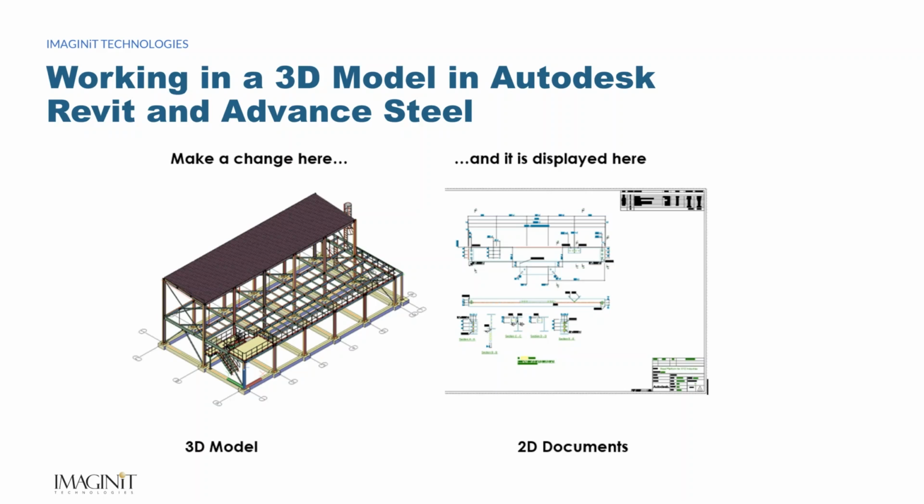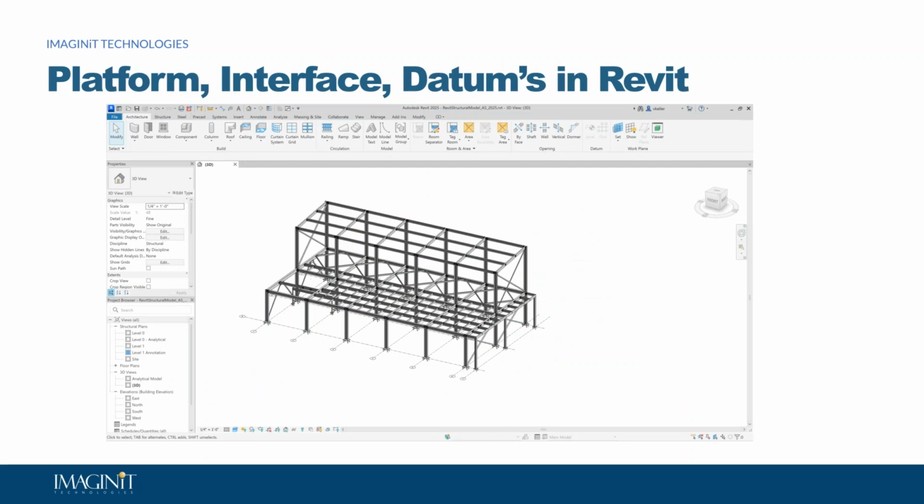When you're working in Revit or Advanced Steel, you're working in a 3D model. So we're modeling, and when I make a change to the model, it's going to make a change somewhere else. Inside of Revit, we have 3D models and views of the model that I can then push out to 2D documents. In Advanced Steel, we have a model and I can push those out to 2D documents, which link back to the model. So they work hand in hand, working on a 3D model. I'm going to show the differences between the looks of the two.